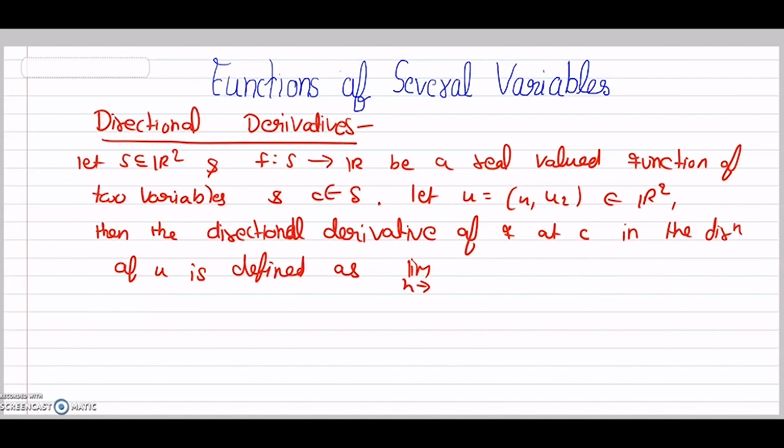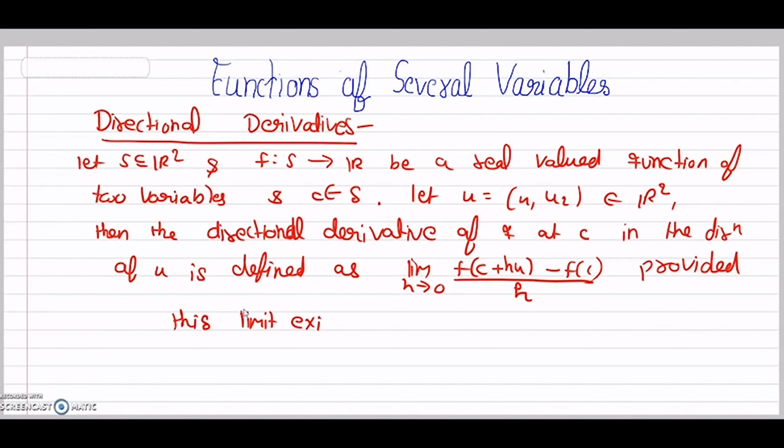limit of f(c plus hu) minus f(c) by h, and h tends to 0, provided this limit exists and denoted by f dash c. So जब ये लिमिट एग्जिस्ट करेगी तो इसको हम बोलेंगे डायरेक्शनल डेरिवेटिव ऑफ f एट पॉइंट c इन द डायरेक्शन ऑफ u.